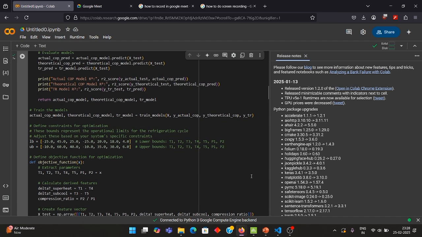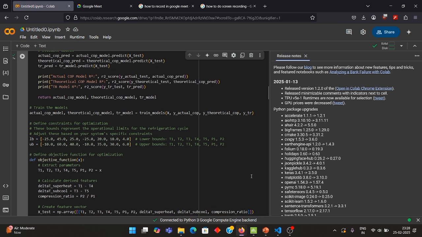Following which we code for defining the constraints for optimization, the bounds which represent the operational limits for the refrigeration cycle. Adjust these based on your system's specific constraints. We give lower bounds and the upper bounds.